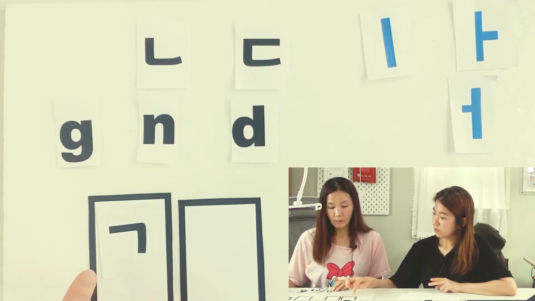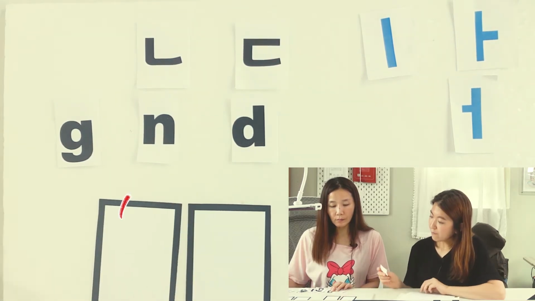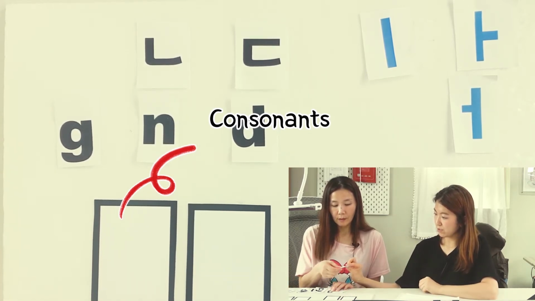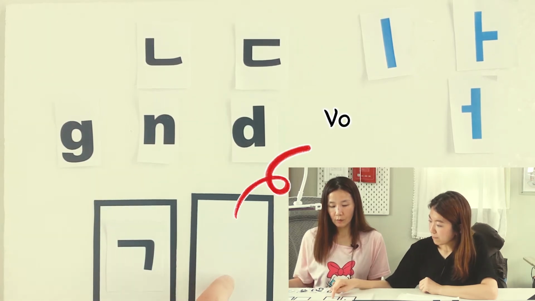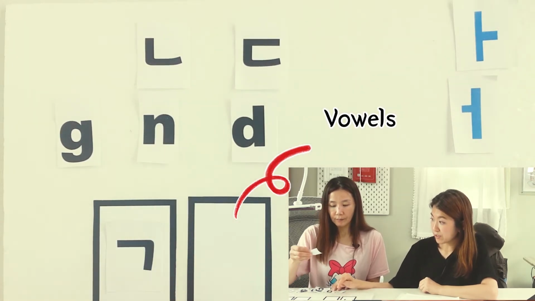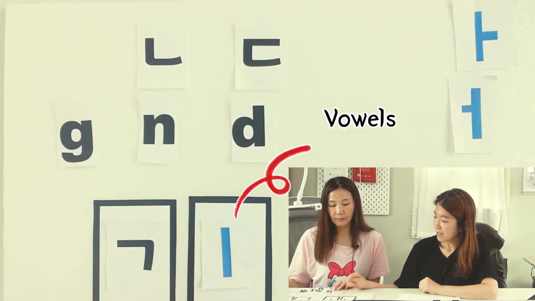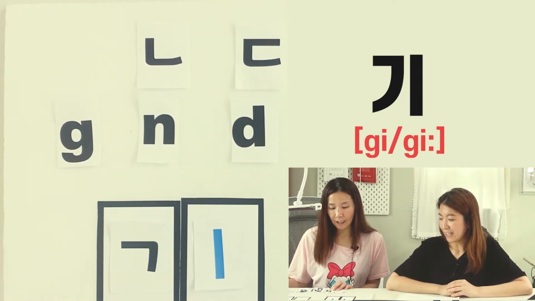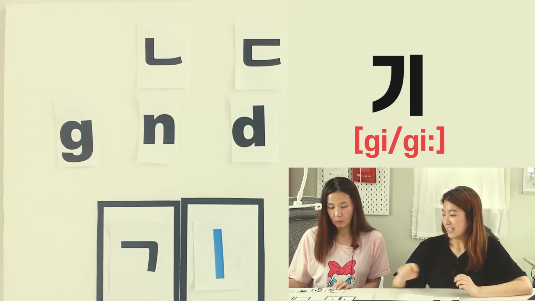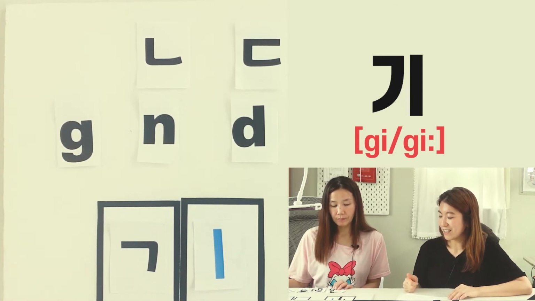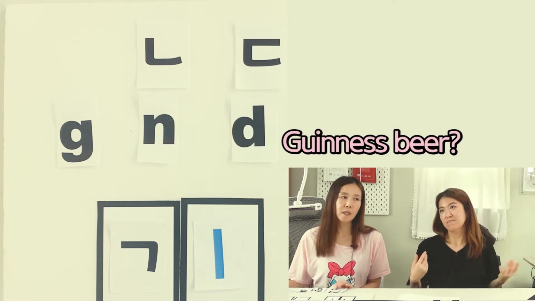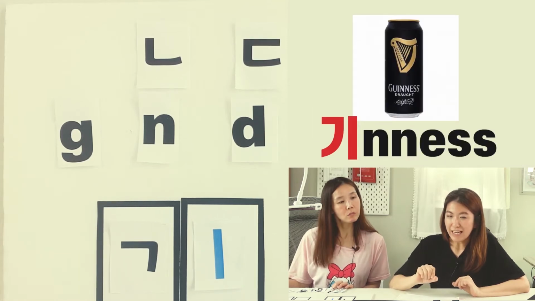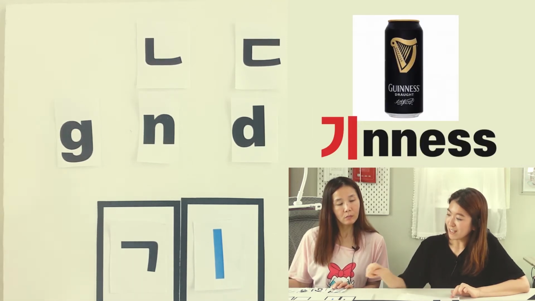So Sam prepared 2 boxes here, right? Every consonant goes into the left box. So could you just put 기역 in the left box? And in the right box, you can only put a vowel sound. So we're gonna put E here. Then if you combine these 2, it sounds like G plus E is G. Any word starting with G? If you are a big fan of beer, you might know Guinness, right? Then when we write the name of Guinness, the first letter should be like this.